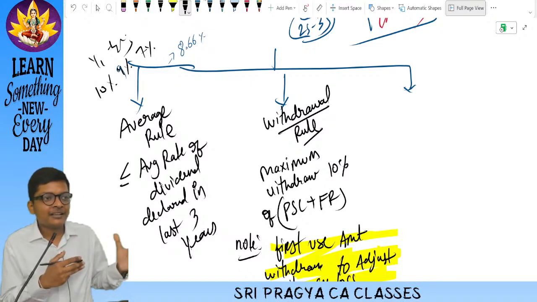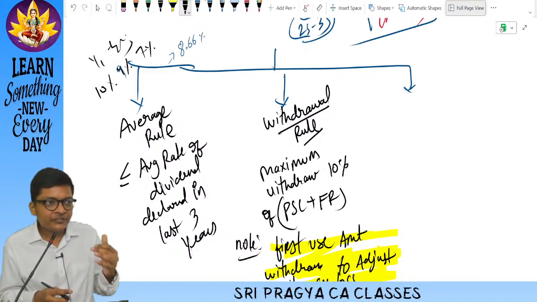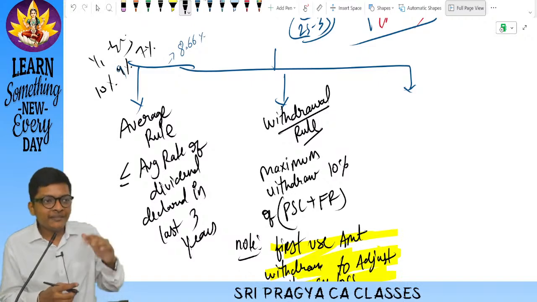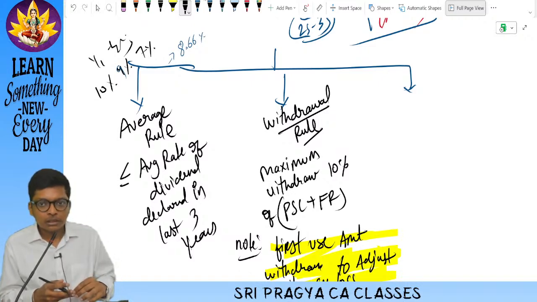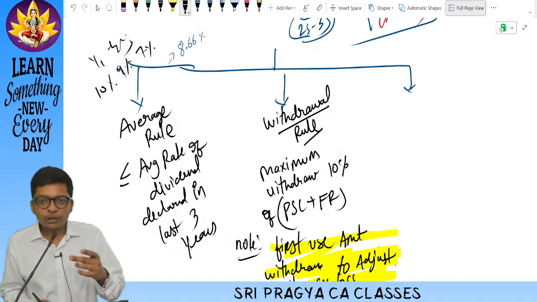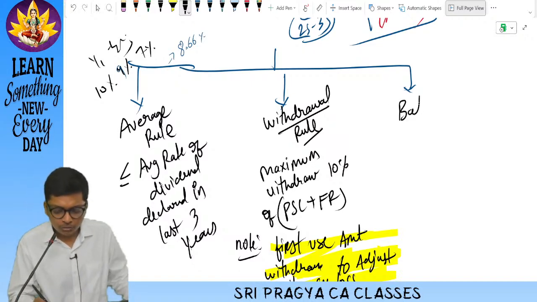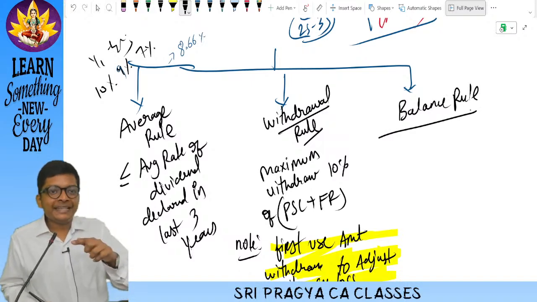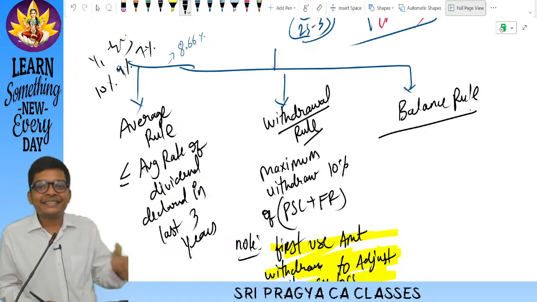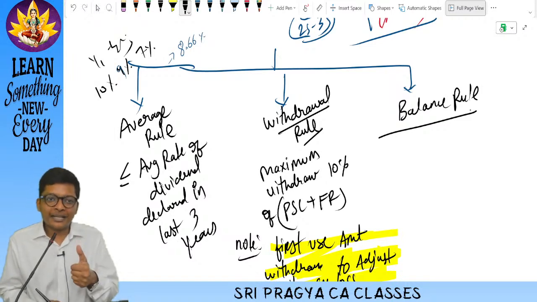In our house we have rice. Do you always finish it and then buy, or do you buy when it's getting over? Buy when it's getting over. So can I make the reserves and capital zero? No. So the last rule is that after paying dividend, a minimum balance is needed. Are you able to follow, guys?